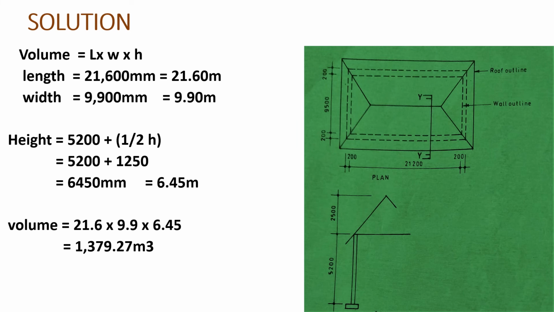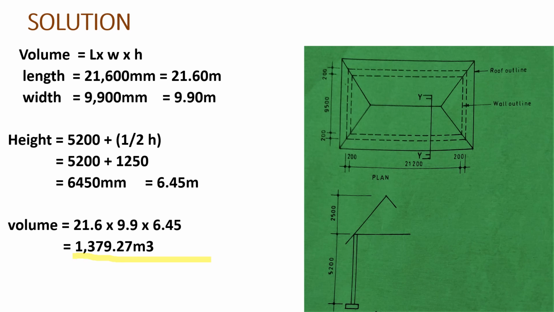Now the volume is length times width times the height. We found our length to be 21.6 times our width, which is 9.9, times our height, which is 6.45. That gives us a total volume of 1,379.27 cubic meters. Now we said in this method we are going to use an existing project, and that's why we've been given an existing cost of 30,000.